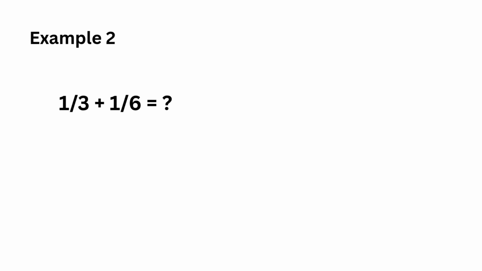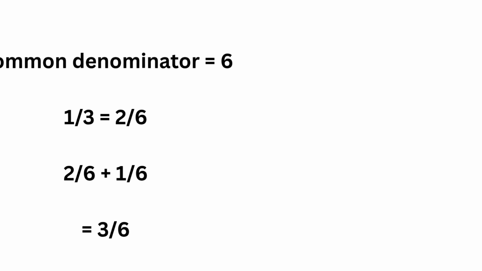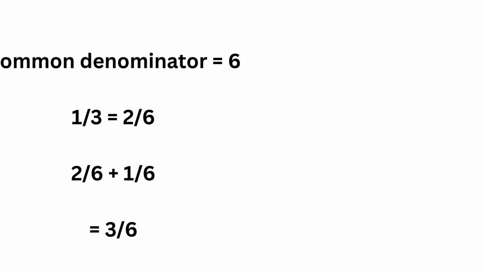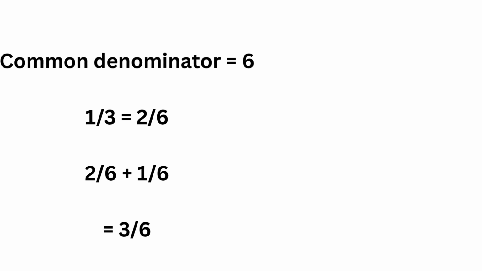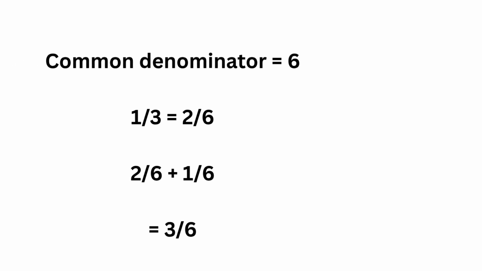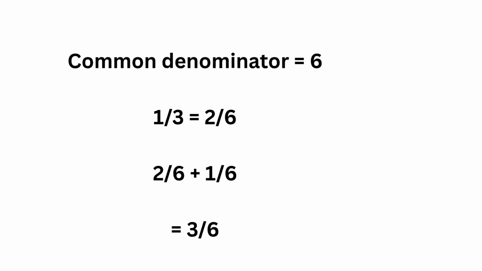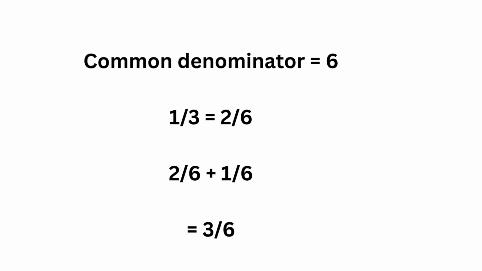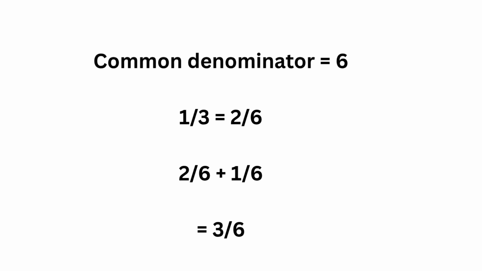So example 2 is similar to the first one, 1 over 3 plus 1 over 6. You can try it, pause the video and try it. Okay, so let's use method 2 for this example. 1 over 3 plus 1 over 6. So you convert the numbers. 1 over 3 becomes 2 over 6. Then 1 over 6 remains 1 over 6.